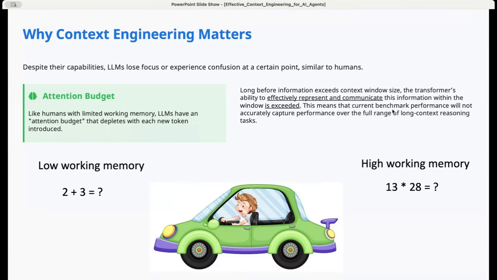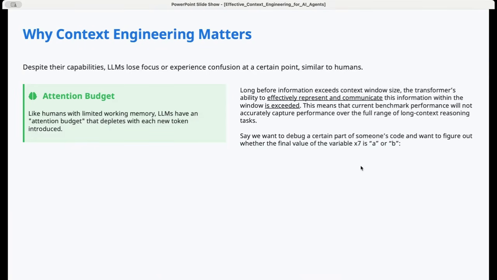Yes, and also the current benchmark performance will not accurately capture performance over the full range of long context reasoning tasks. People say that if some tasks require high working memory, you need to more specifically use a reasoning model that could get you better performance. People have also done a very interesting experiment.